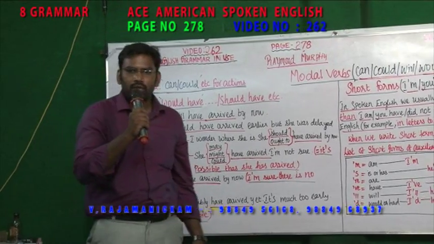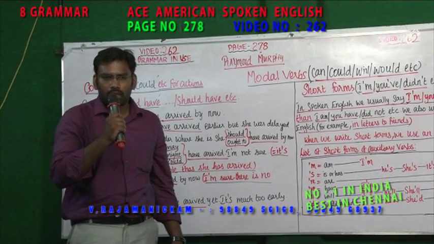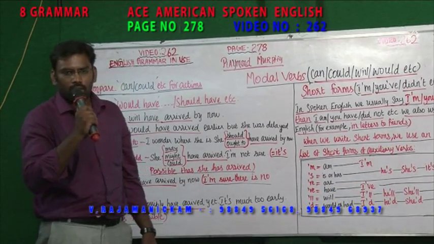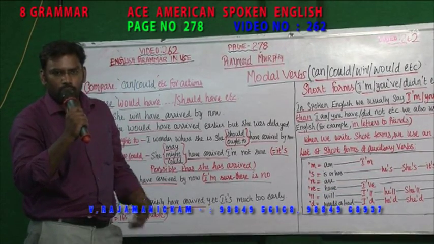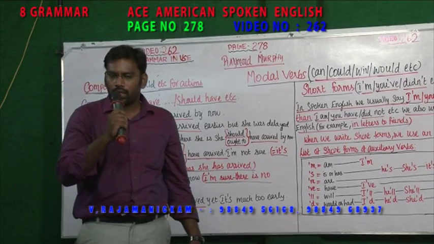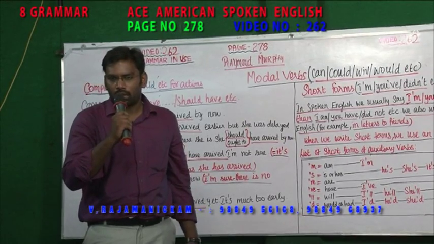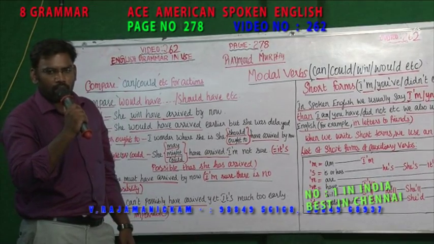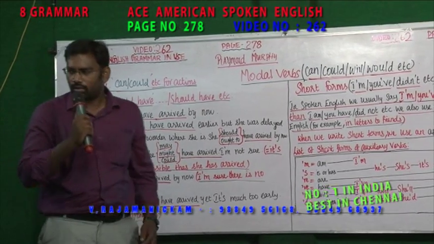Short form. Whenever we are writing, we have to use complete words. Like, suppose I am Ranjit Kumar, we have to write I am. But when I speak to someone, I need not say I am. We can use the short form, I'm. That's it. Yes, your friend.